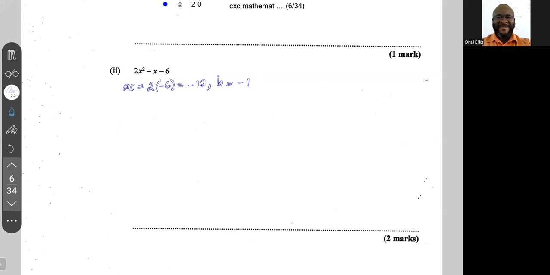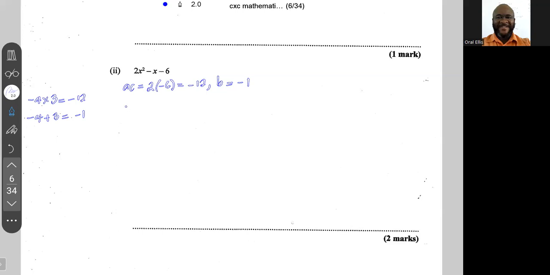I also said whenever AC is negative, the sign of B is the sign of the larger number. Now, the two numbers I'm looking for are minus 3 and positive 4. Sorry, go again. Minus 4 and positive 3. Minus 4 times 3 is minus 12. Minus 4 plus 3 is negative 1. So I need two numbers. When I multiply them together, I get negative 12. When I add the same two numbers together, I get negative 1. The two numbers are negative 4 and positive 3.